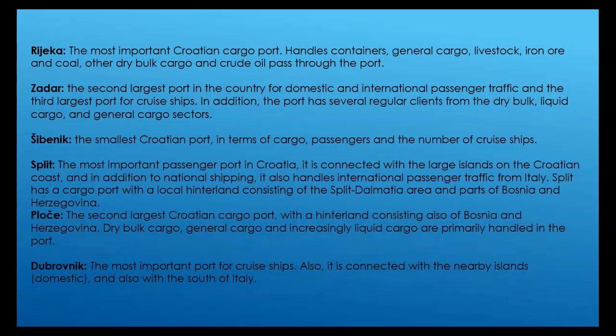Ploče is the second largest Croatian port with a hinterland also consisting of Bosnia and Herzegovina. Dubrovnik is the most important port for cruise ships. Also, it is connected with nearby islands and also with the south of Italy.